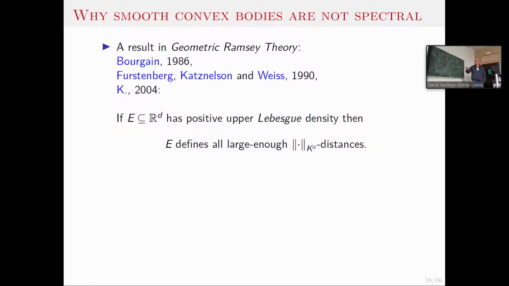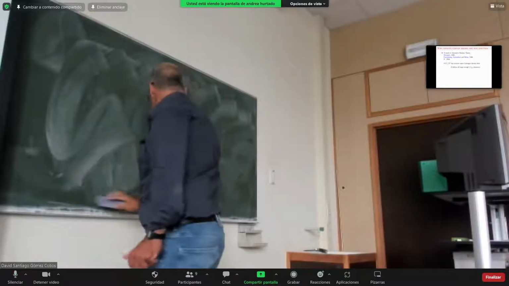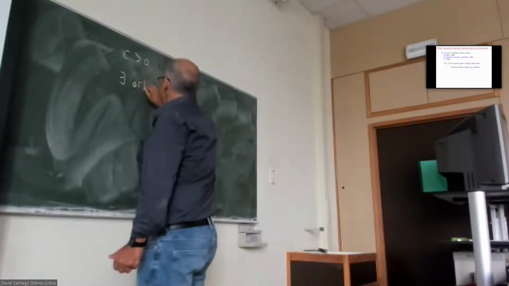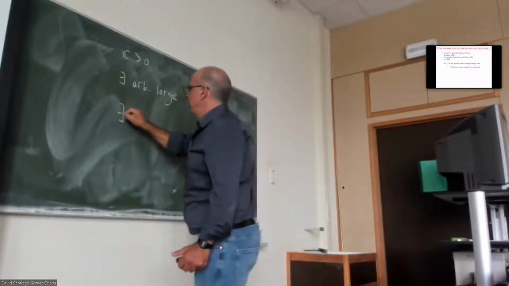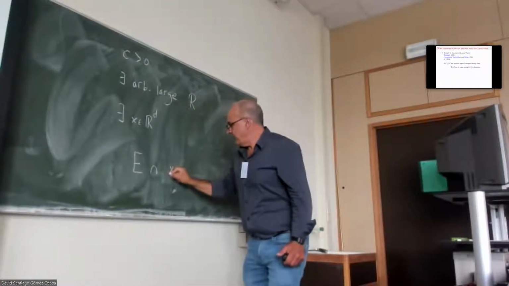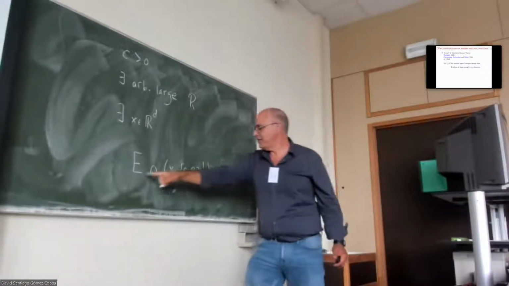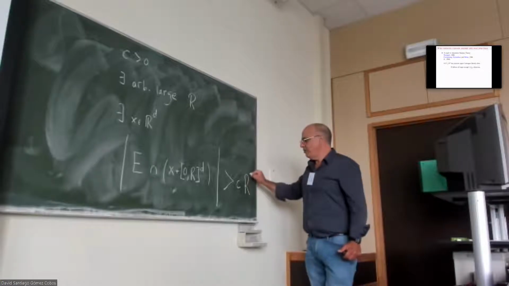What does this say? This is a theorem. If you have a set E in Euclidean space which has positive upper Lebesgue density. Let's explain this. What is positive upper Lebesgue density? It means that there is a constant C such that there are arbitrarily large R, and there are locations in R^d such that if I measure the volume of my set in this cube, I get larger than C times the volume of the cube.